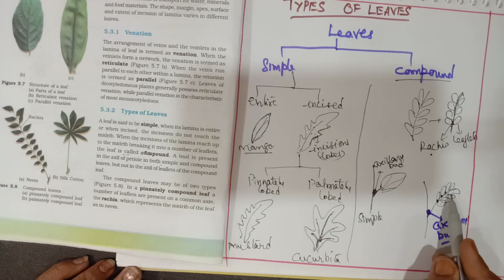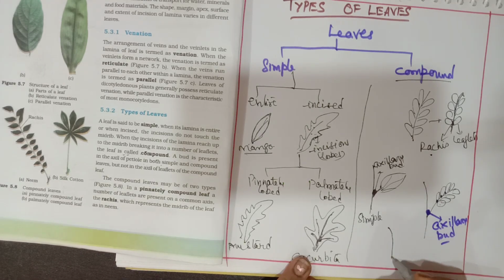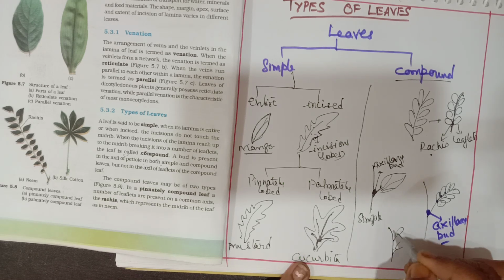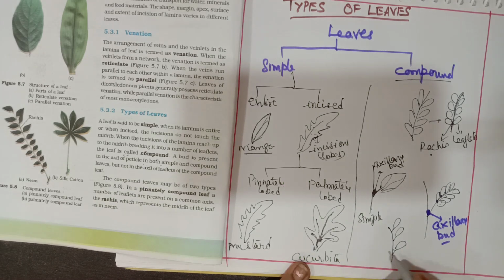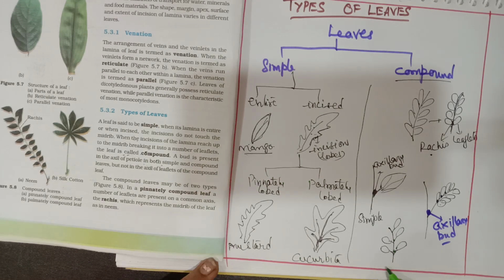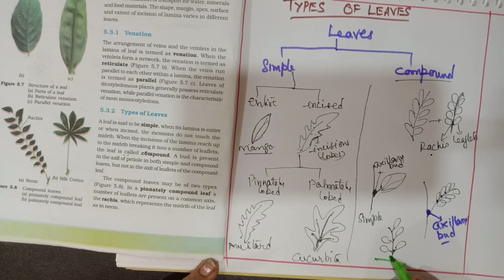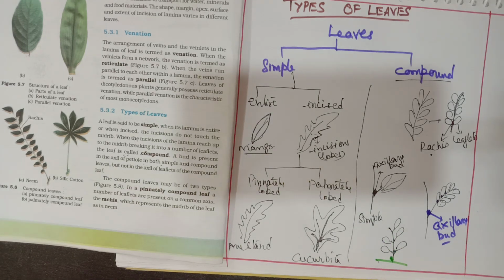A leaflet can also have a small stalk. This is how the leaflet can be present, with such a small stalk also. But in the axil of this stalk, this will be the axil, in the axil of the stalk we don't find any bud. But the bud will be present here. This is the axil of the complete leaf. So that is the difference between a simple leaf and a compound leaf.